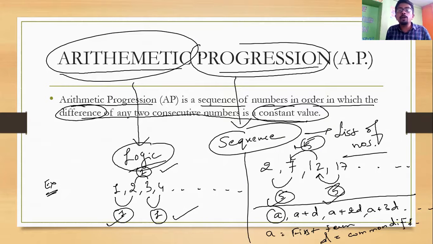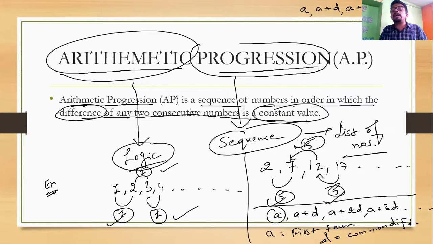So you can note it here: a is the first term and we add the difference to it to get the successive term. For example, if we add d to a, I get a plus d. This is my second term. If I add d again to the second term, I get a plus 2d, the third term. If I again add d, I get a plus 3d. This is my fourth term, and so on.